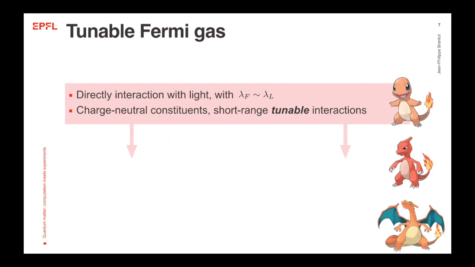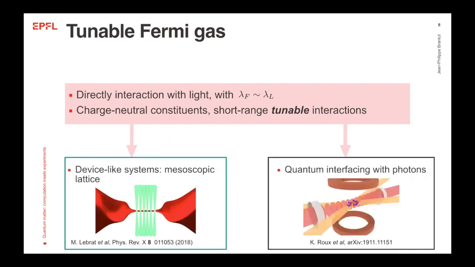And I'm going to focus on two aspects. The first one is trying to take this material and shape device-like systems in the spirit of mesoscopic physics that was very nicely introduced in the previous talk. And there I will present one result we have obtained in 2018, where we study transport in an array of point-like scatterers that's implemented on these strongly correlated Fermi gases.